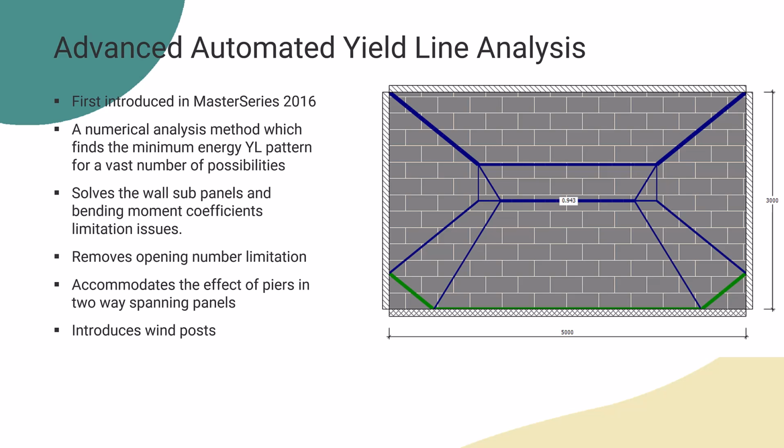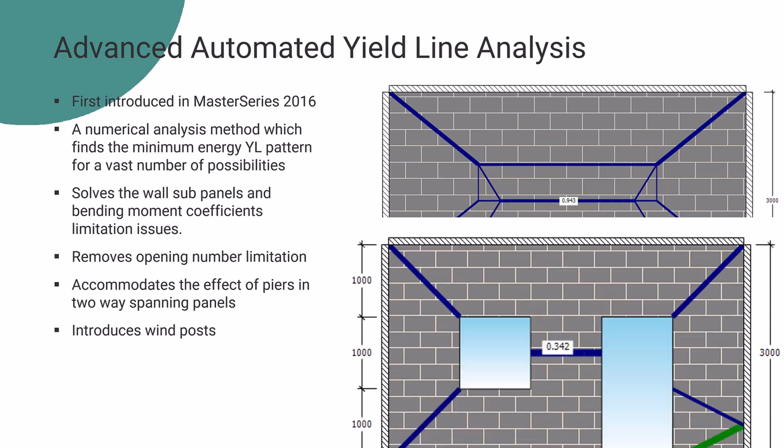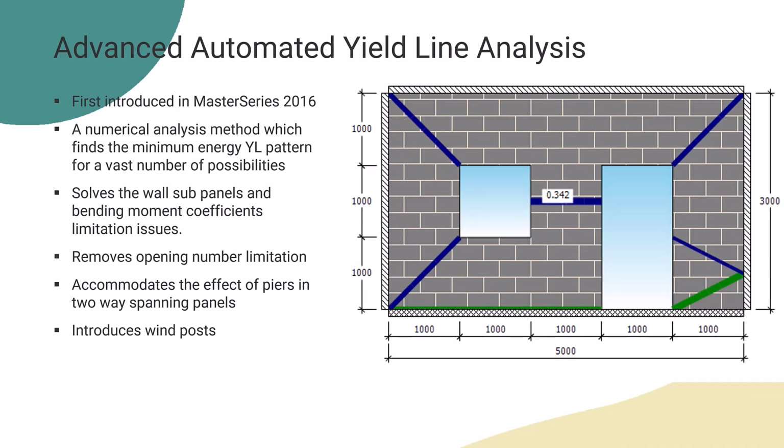Where this method wins, and it's not really giving us any advantage in this particular situation, is where you've got your openings. Even with your two openings, you can see that you're getting a nice simple yield line pattern, giving a single unity ratio for the whole panel, nothing divided into sub-panels, and it's all in line with the permissions of the code.